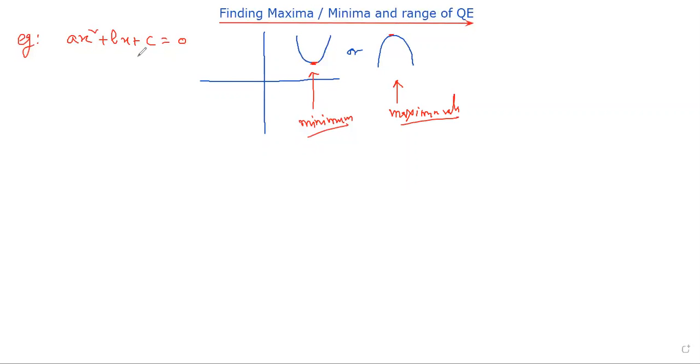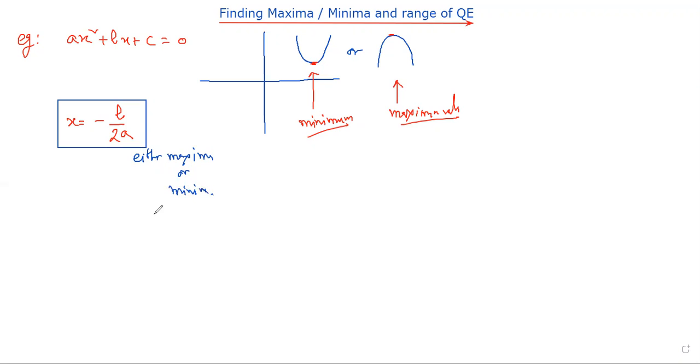Here, what we need to do in actual sense is differentiate that. If I differentiate and put it equal to 0, then I will find x equal to minus b by twice a. Very important relation. Minus b by twice a is the point where I'll be able to find either maxima or minima.